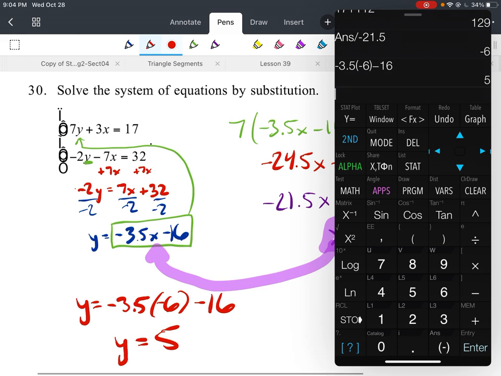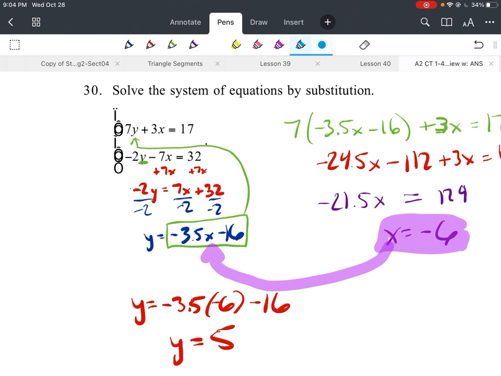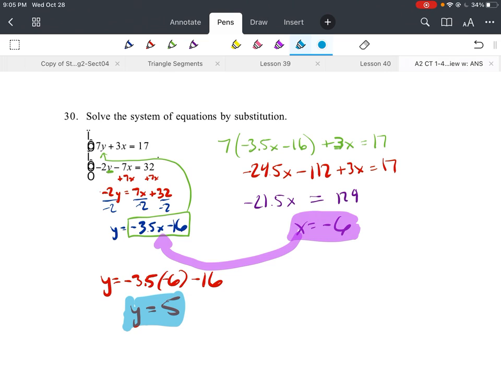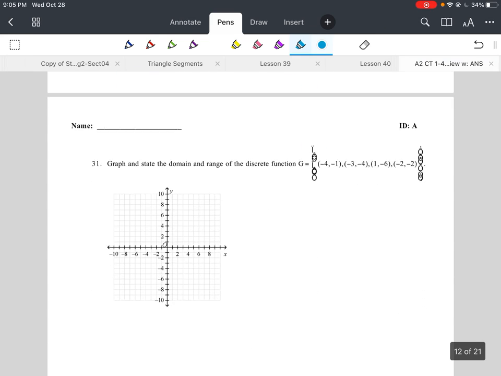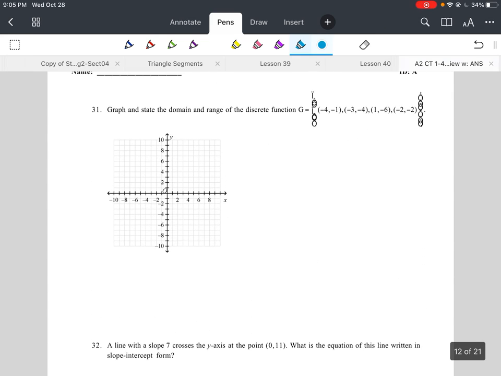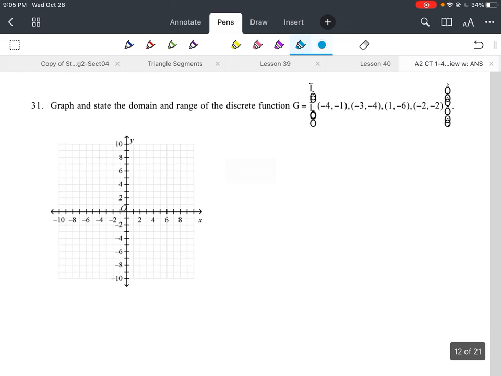Okay, so I got my two solutions. Things are looking good here. And so I got an x and a y, and that's all they needed. You can write it as an ordered pair at that point. Good stuff. Let's see what's up next. Graph and state the domain and range of the discrete function.